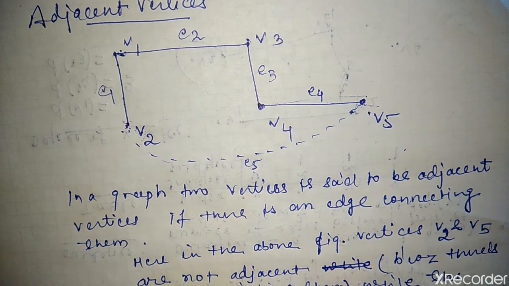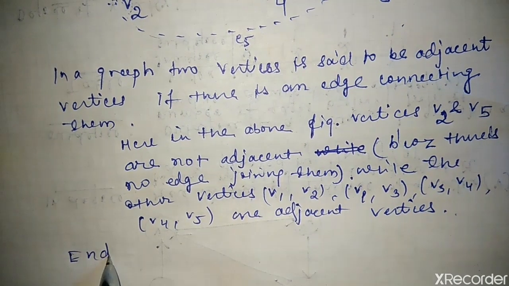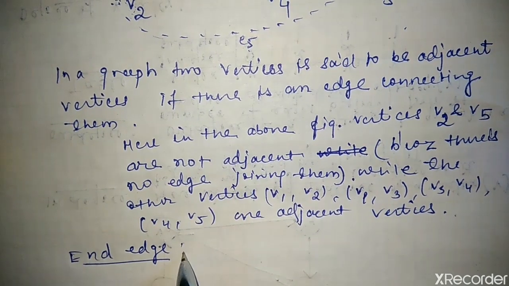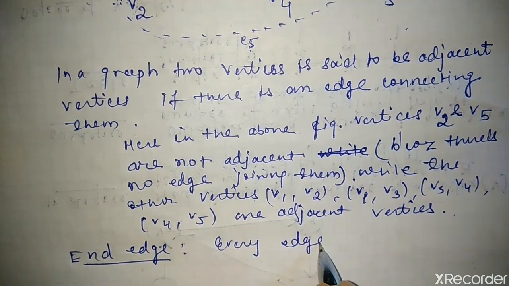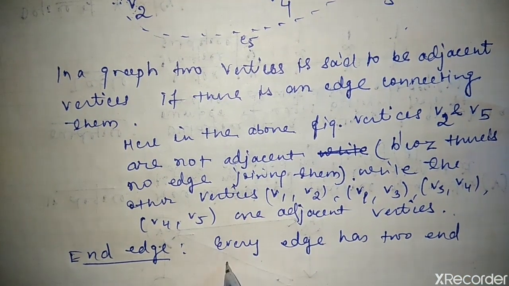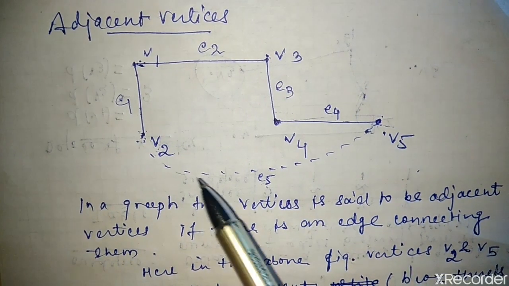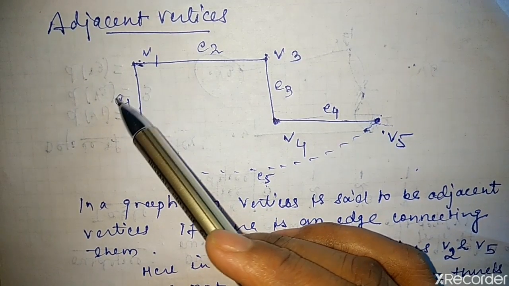Next is what is our end edge? So every edge has two end edges. Of course, because if we have an edge E1, so this is the edge E1.